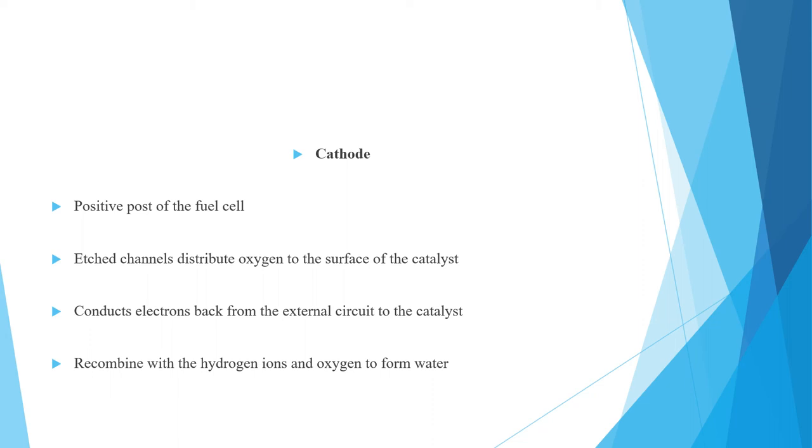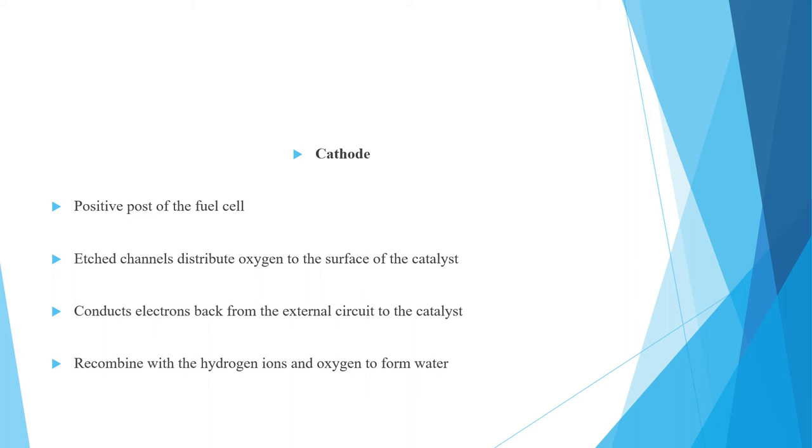In the cathode, each channel distributes oxygen to the surface of the catalyst, then conducts the electrons back from the external circuit to the catalyst, where they recombine with the hydrogen ions and oxygen to form water.